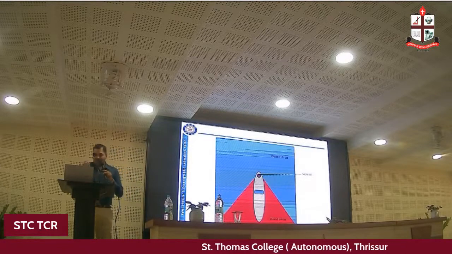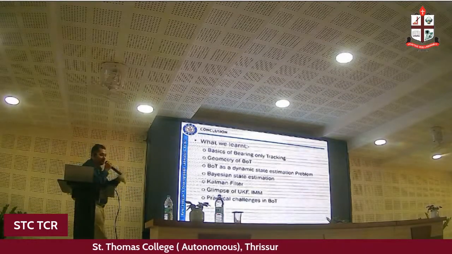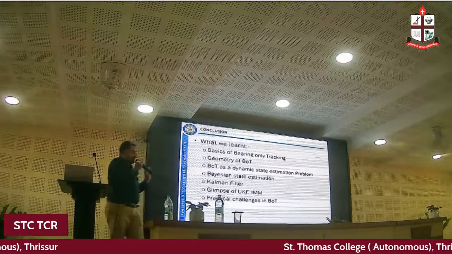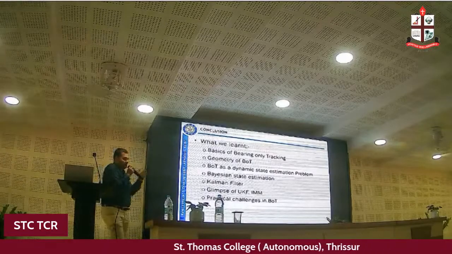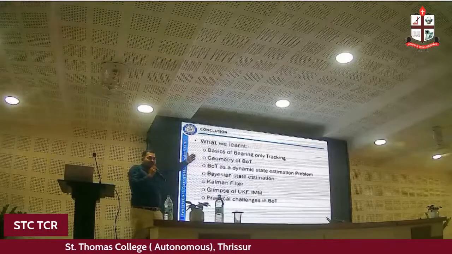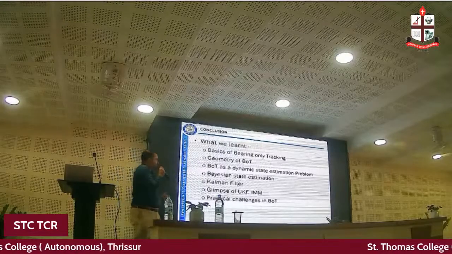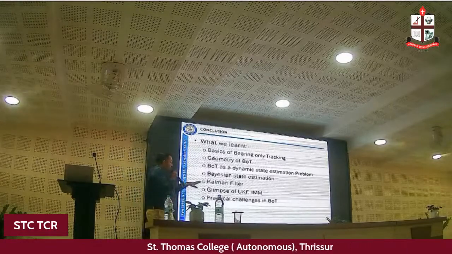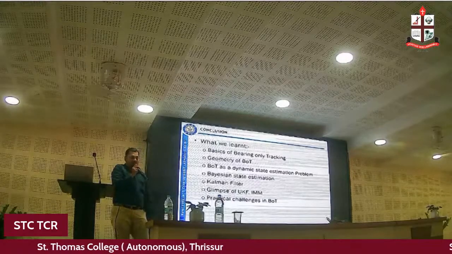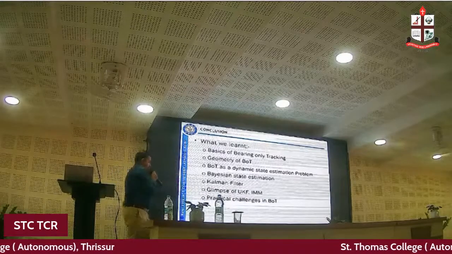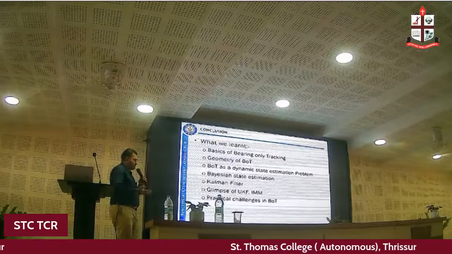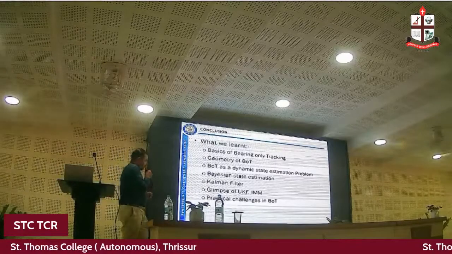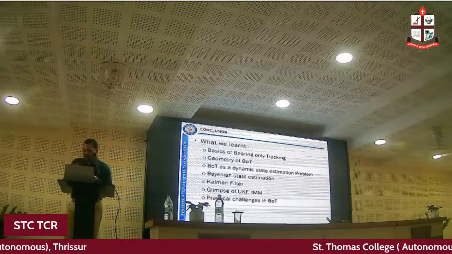So in a nutshell, what have we learned? Basics of bearing only tracking. At least I hope you have got some idea of what bearing only tracking is. Then we saw the geometry of BOT, how it is modeled as a linear dynamic system. Then the state estimation, both classical and Bayesian, we looked at. Then the Kalman filter, what it is, we have looked at. We skipped UKF and IMM. And also we saw what the practical challenges are. So this is what I wanted to present in this talk in a nutshell.